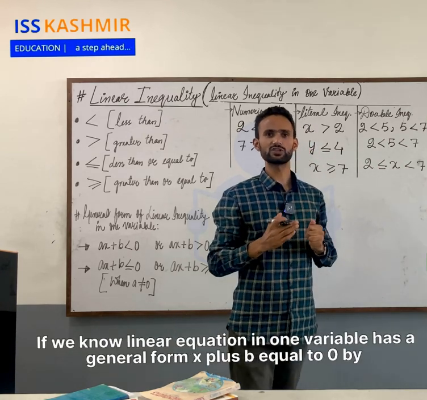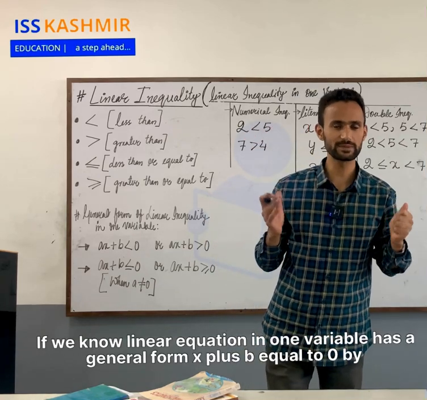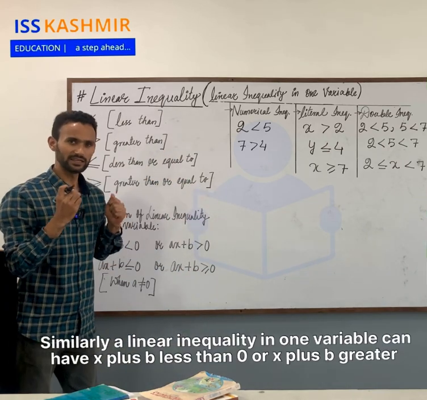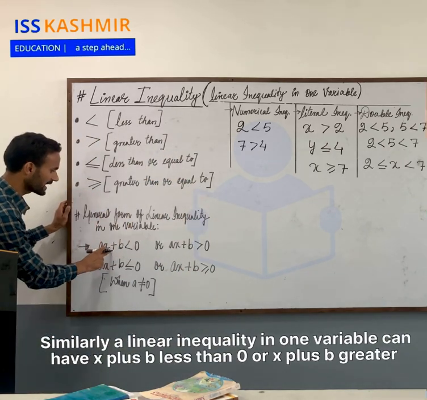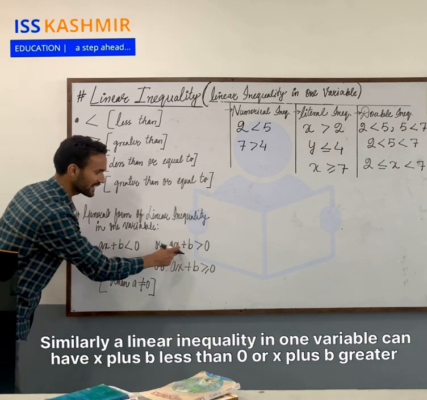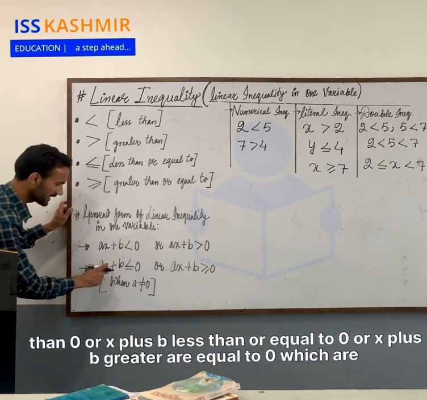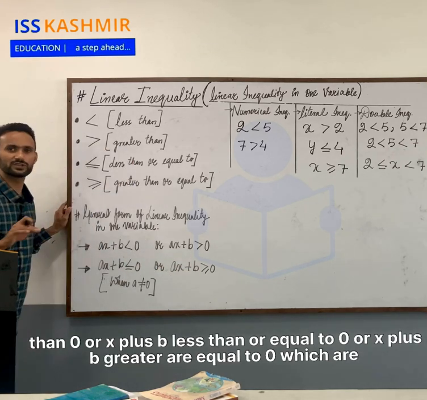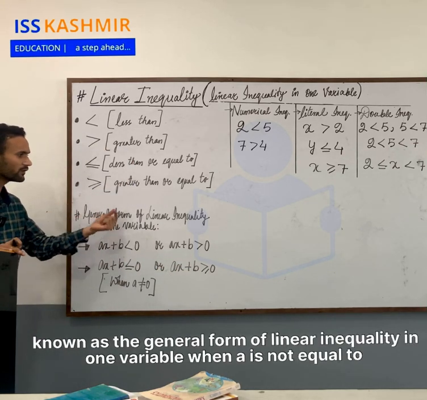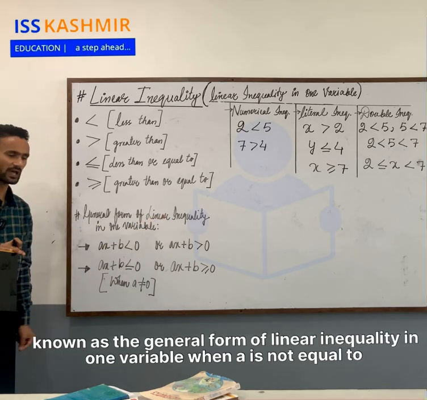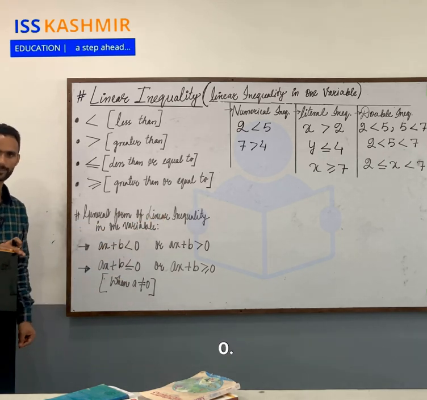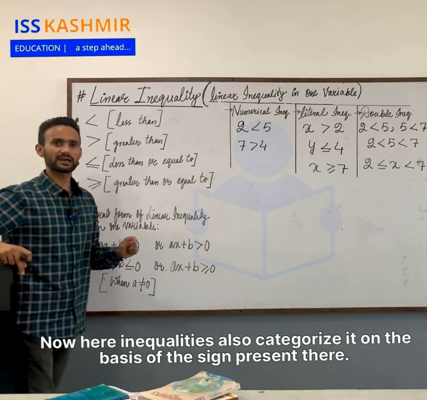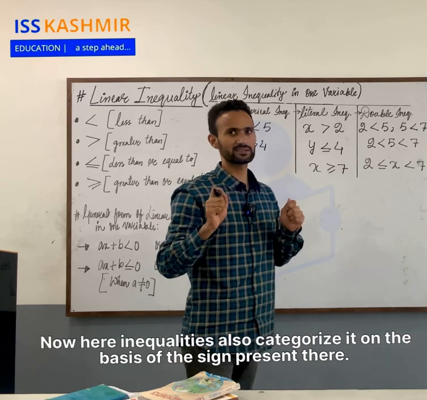We know a linear equation in one variable has a general form ax plus b equal to 0, where a is not equal to 0. Similarly, a linear inequality in one variable can have ax plus b less than 0, or ax plus b greater than 0, or ax plus b less than or equal to 0, or ax plus b greater than or equal to 0, which are known as the general forms of linear inequality in one variable when a is not equal to 0.